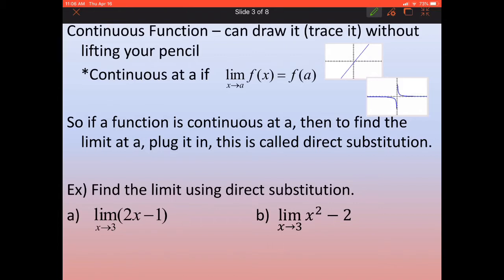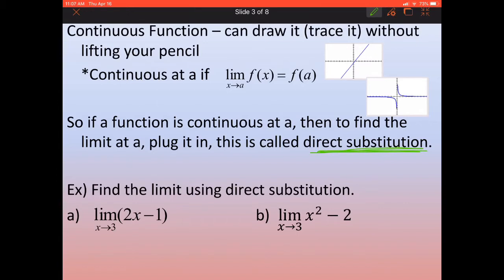What the actual definition is, is that a function is continuous at a, so we're not talking about the whole function but at specific a values, if the limit as x approaches that value of the function equals f of that value. So basically substituting the value into the function. So that's our definition. If a function is continuous at a, then to find the limit at a, you just have to plug it in. And that's what we call direct substitution.